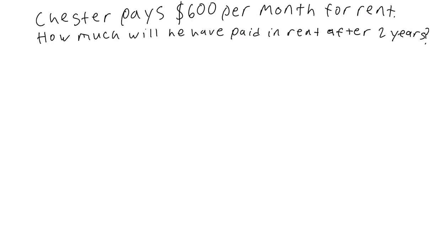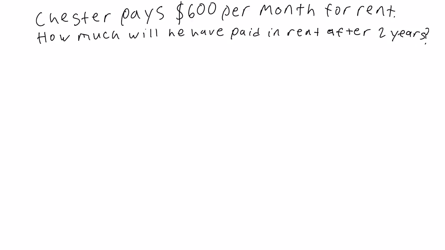Next problem. Chester pays $600 per month for rent. How much will he have paid in rent after 2 years? So, they give you 2 different values here. $600 per month and 2 years. You'll have to use both of those in your problem, but you'll have to use a little bit more too, because notice this is per month and this is years. So you'll also have to do a conversion of months to years.